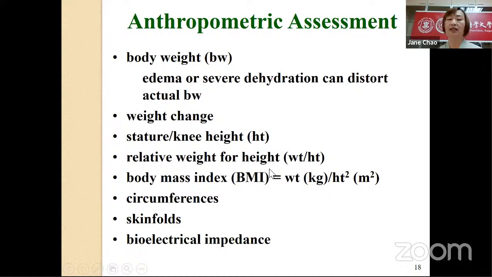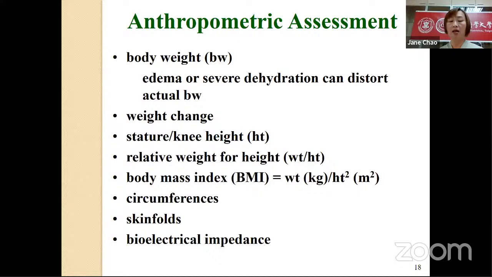Relative weight for height: the formula is your present weight divided by your height. So if you have the real weight and real height data, you can calculate relative weight for height. Also, you can calculate your BMI. BMI is equal to weight in kilograms divided by height in square meters. Or you can measure your circumference, for example, mid-arm circumference or calf circumference. How about waist or hip circumference?